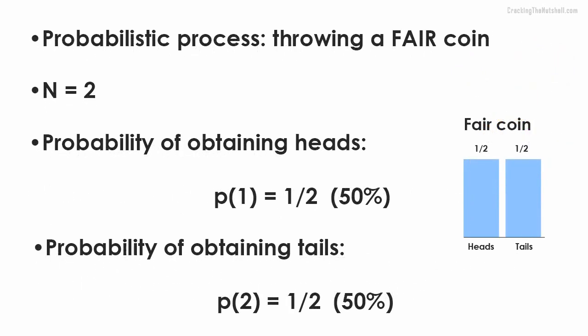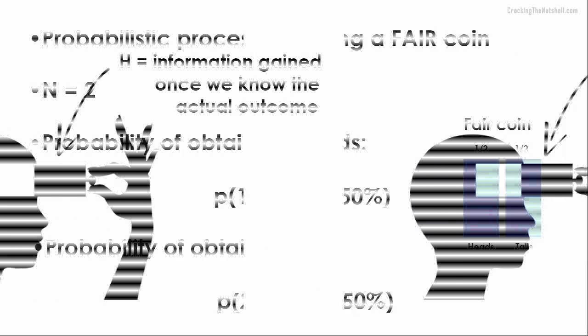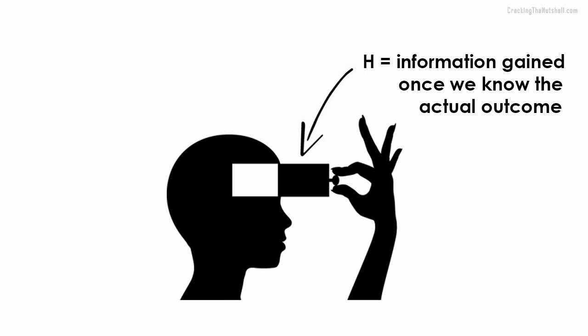The probability associated with each of these possible outcomes, assuming a fair coin, is 1/2. So we have p of 1 equals 1/2 and p of 2 equals 1/2, which is the same as saying each possible outcome, heads or tails, has a 50% probability of occurring. Shannon showed that the entropy, designated by the letter H, is equivalent to the potential information gain once the experimenter learns the outcome of the experiment, and is given by the following formula.